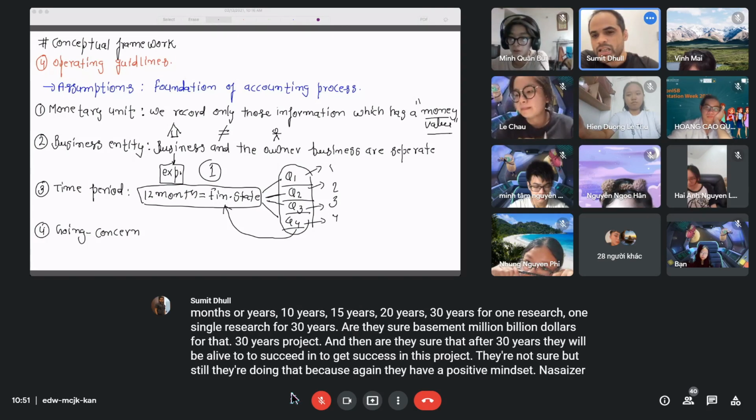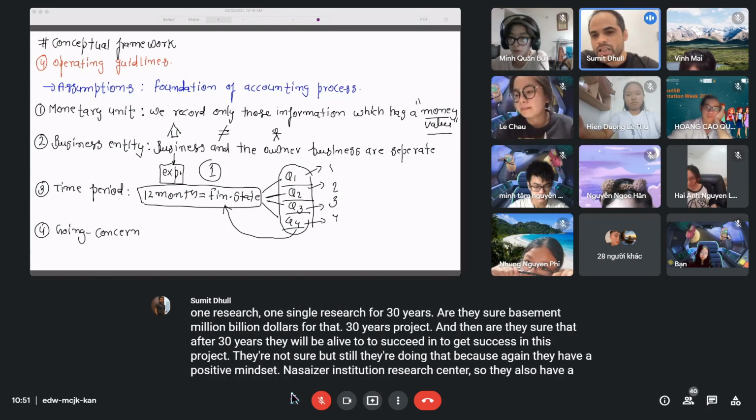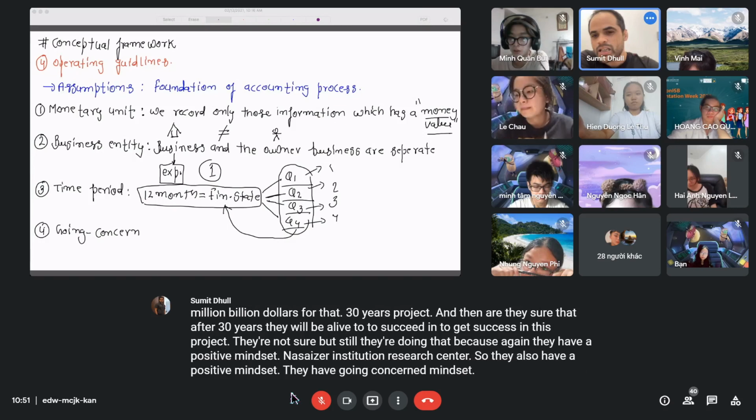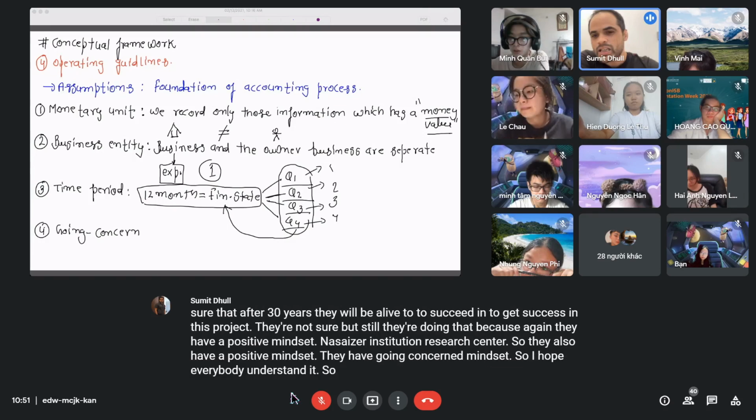NASA is an institution, a research center, so they also have a positive mindset. They have a going concern mindset. So I hope everybody understands it. Can we move on to next?